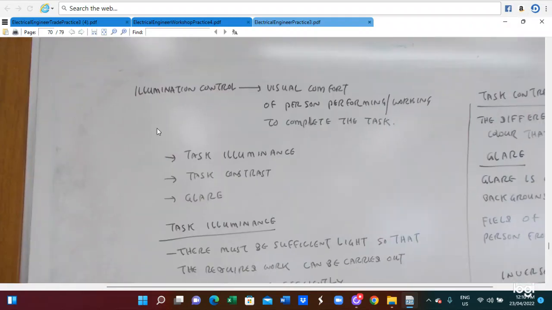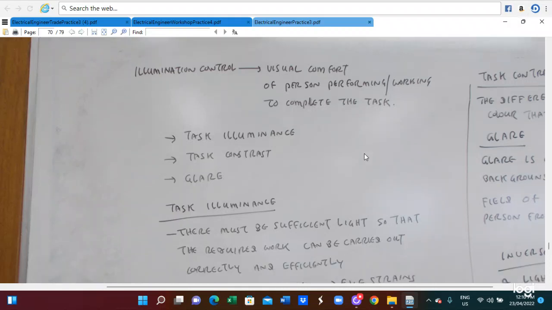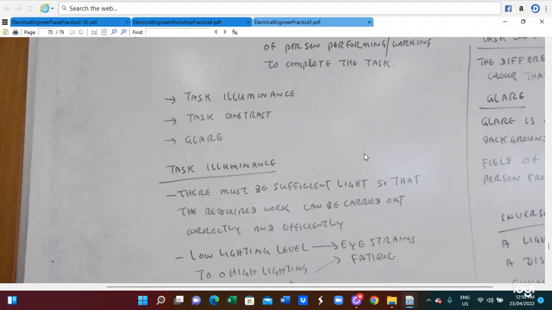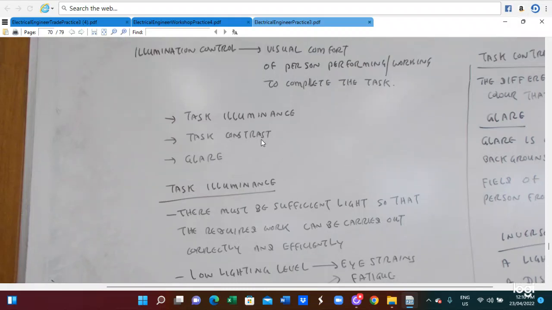In the meantime, we also need to provide illumination control. Illumination control is utilized for the visual comfort of the person and for performance in completing tasks. So in this case, the appropriate illumination must be provided for the system.